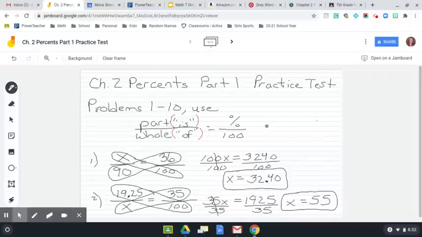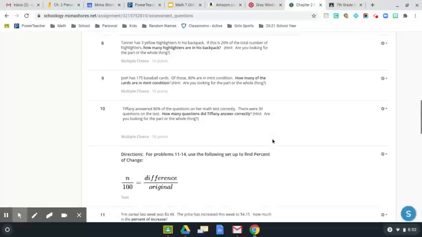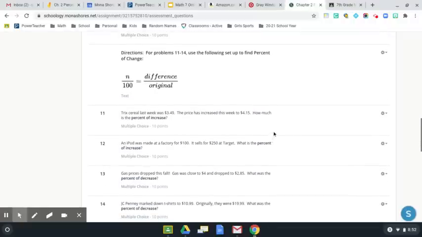So I'm going to move forward a little bit. You're still responsible for the other 8 problems here, but I want to talk about starting on number 11. Right before number 11, you're going to see another set of directions that says for problems 11 through 14, use the following setup to find percent of change. And so here's the proportion for percent of change that you're going to use for problems 11 through 14.